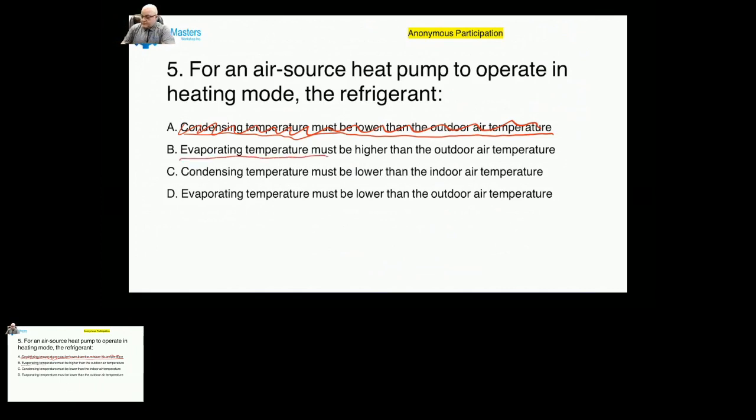Evaporating temperature must be higher than the outdoor air temperature. Okay. Also, evaporator temperature being higher than the outdoor air temperature means that you cannot transfer heat from the outdoor air to the evaporator. Remember that the heat transfers from where it's more heat to less heat, and it's reflected by a higher temperature to a lower temperature. So that is not going to be an option for us.